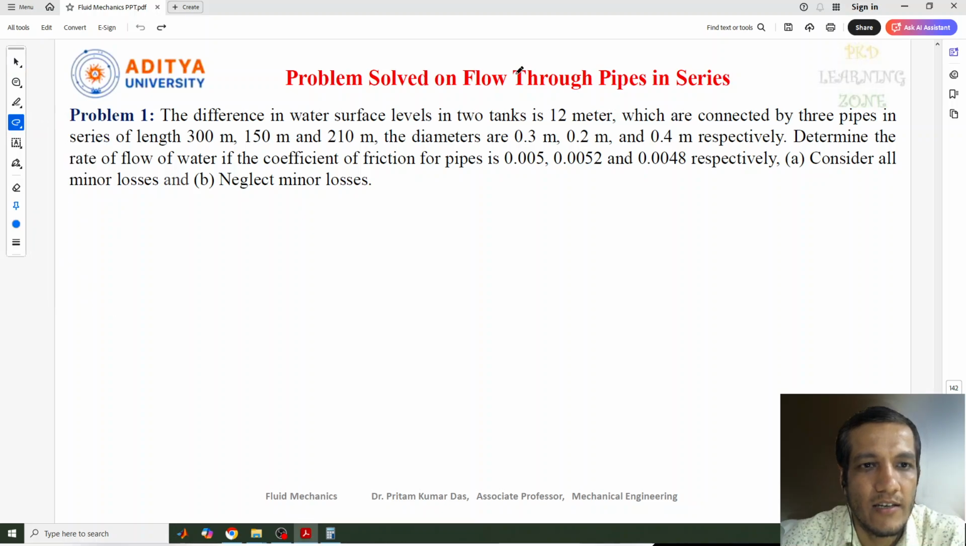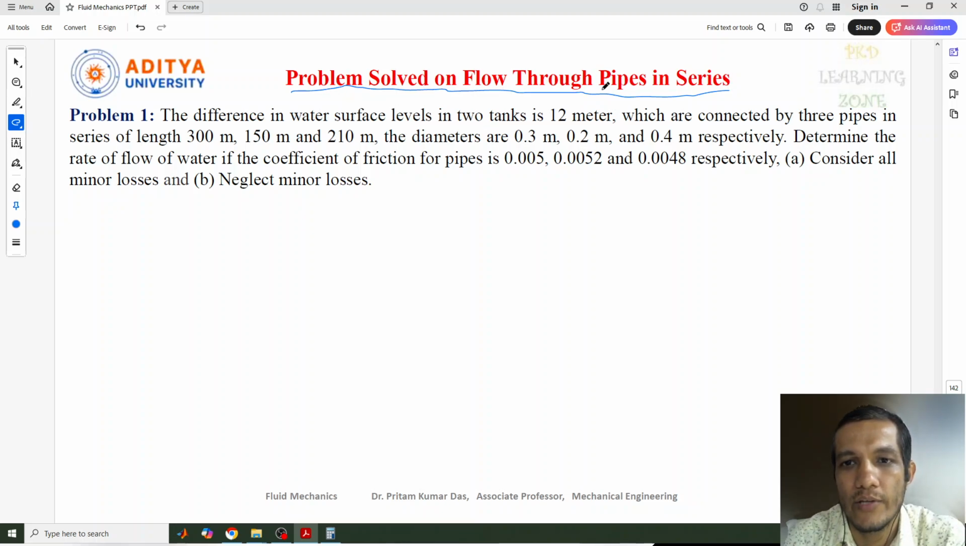In this lecture, let's solve a problem on flow through pipes in series condition. When a fluid is flowing through a number of pipes, let's solve a problem on this. In our previous lecture, we already discussed the head loss and the rate of flow, and how to identify them when a number of pipes are connected in series.